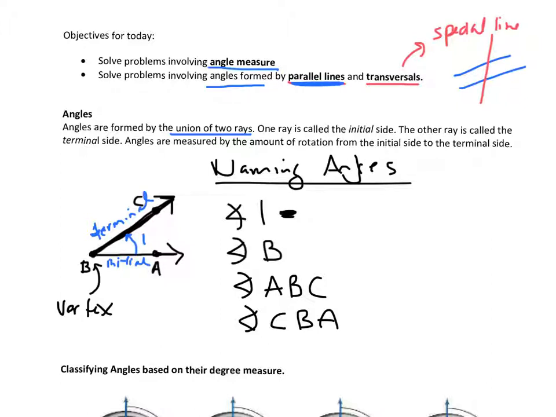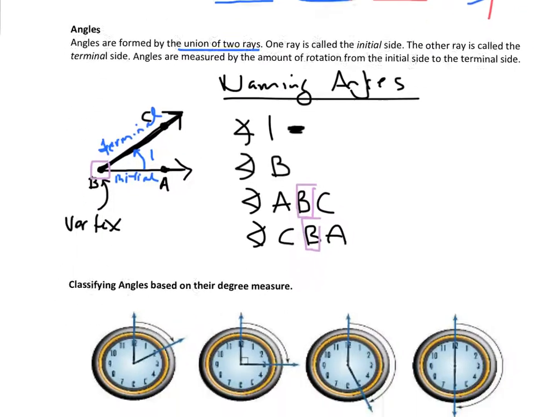And I want you to notice that the vertex, right, is always in the middle when you write an angle with 3 letters. So that's very, very important in order to have an angle. So that's all for angles.